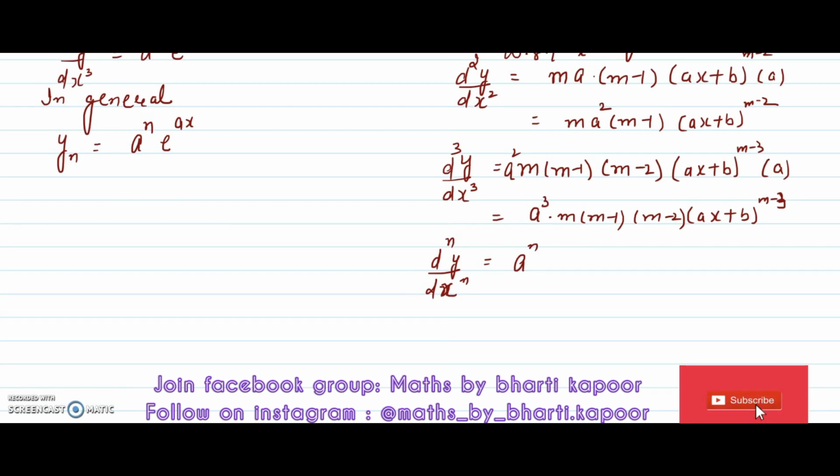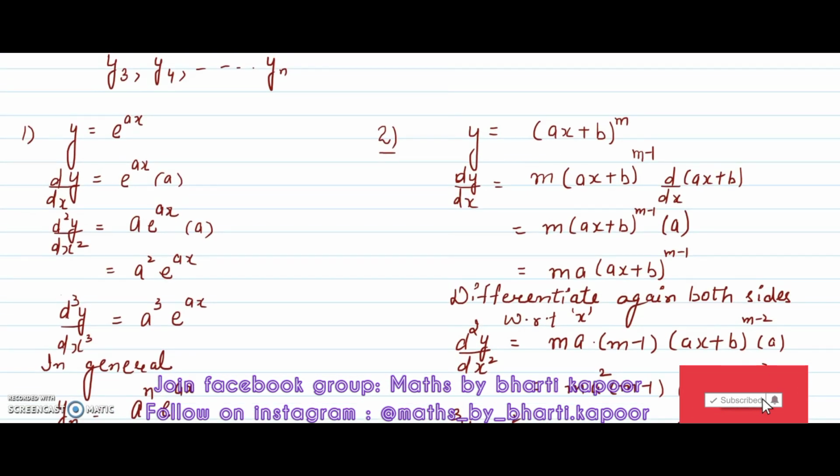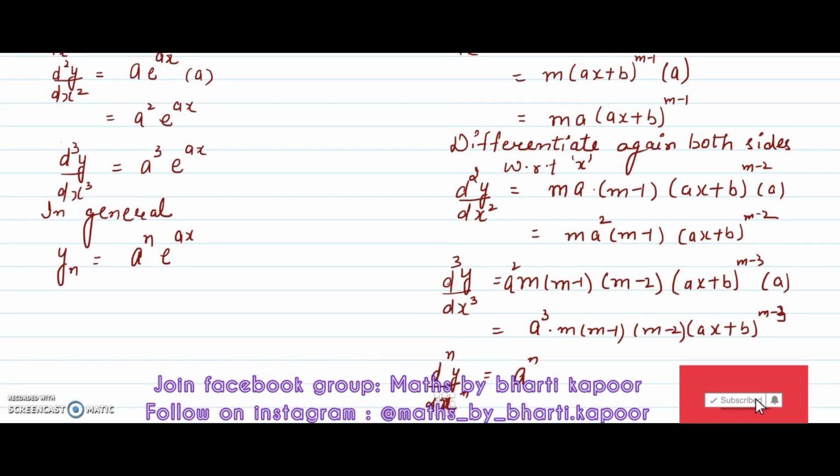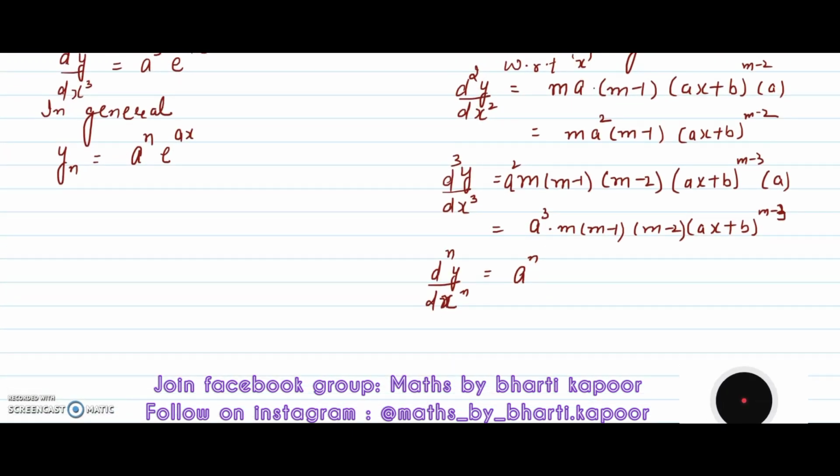Let's observe further. In the first order derivative we have 1 factor, m. In the second order derivative we have 2 factors, m and m minus 1. In the third order derivative we have 3 factors. Those are m, m minus 1 and m minus 2. In the nth order derivative we will be having n factors, which are m, m minus 1, m minus 2, m minus 3, m minus 4, and it will end where?